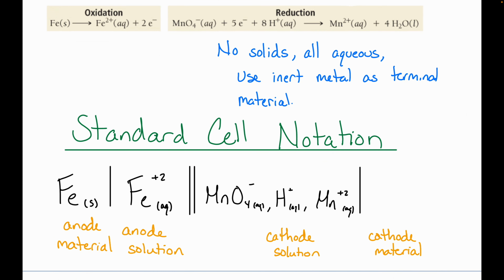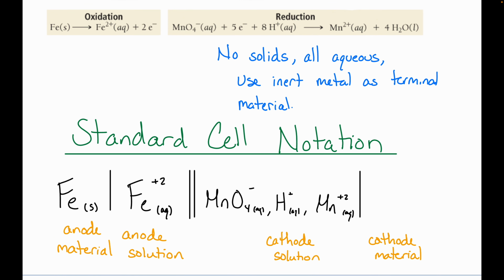And so then what is our cathode material in this special case, because we have all these aqueous species? That inert platinum. So just Pt solid.